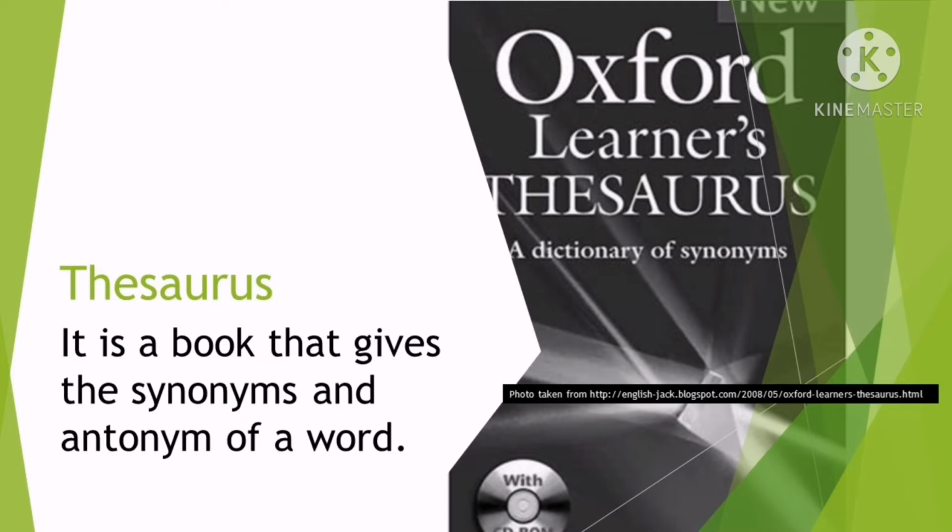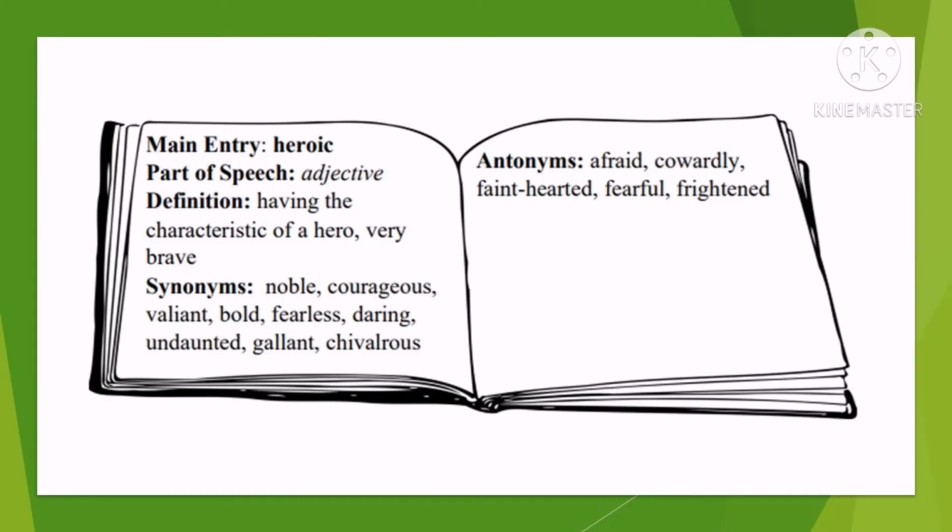A thesaurus is a book that gives the synonyms and antonyms of a word. So basically, a thesaurus is like a dictionary, like a book, but the difference is that a thesaurus gives the synonyms and the antonyms of a particular word. Now, let's look at the example here.